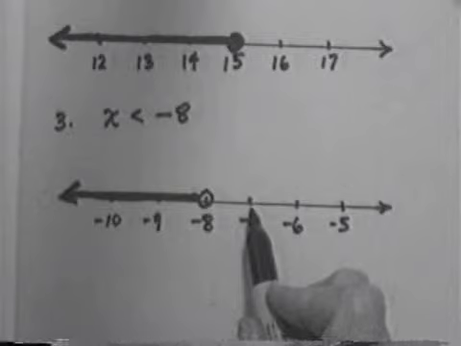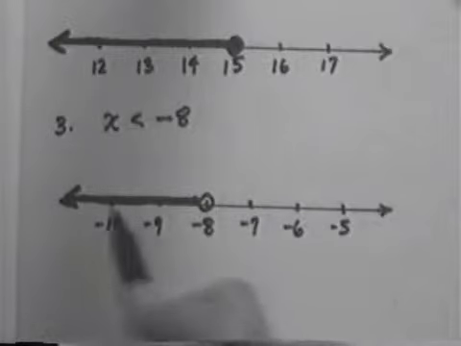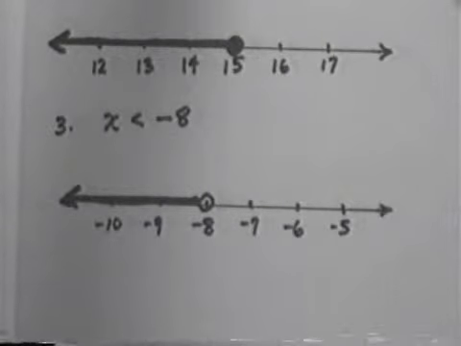To the right I have negative 7. Negative 7 is less than negative 8 is false, and so I do not include the right side. And so the graph of x is less than negative 8 shows all the numbers to the left of negative 8 and a circle on negative 8 itself.